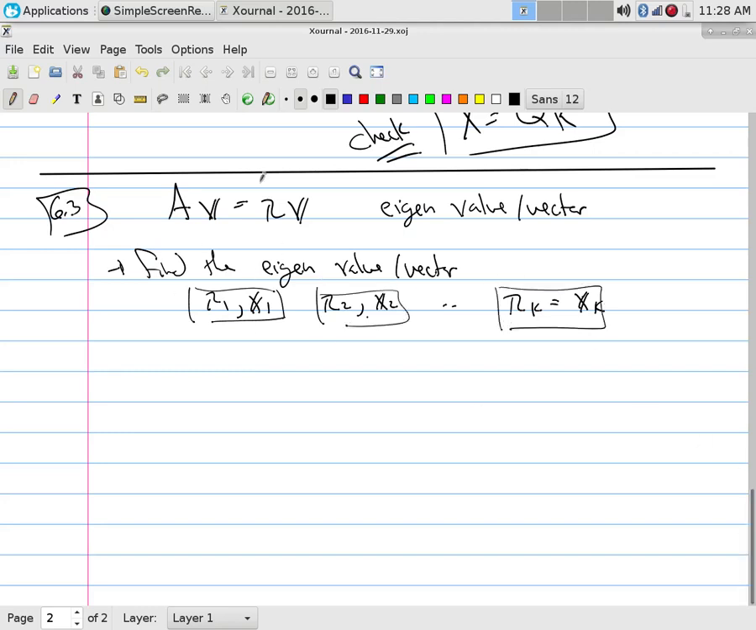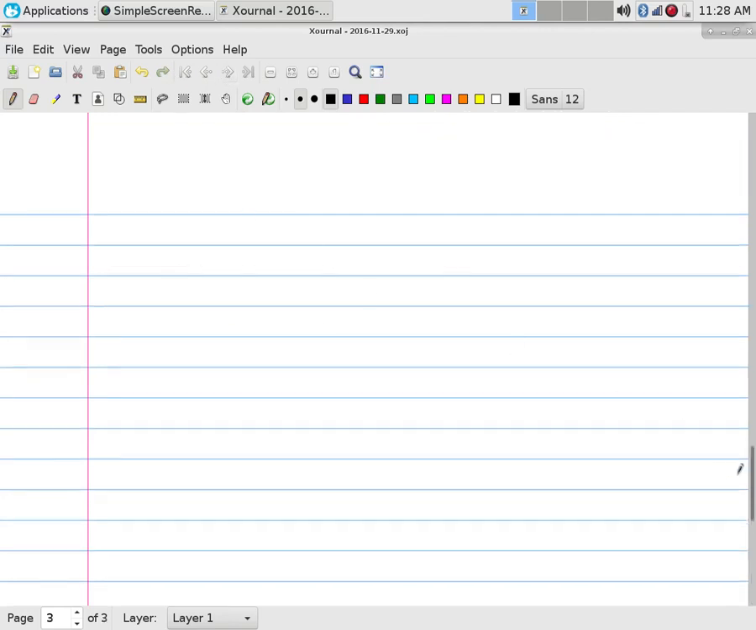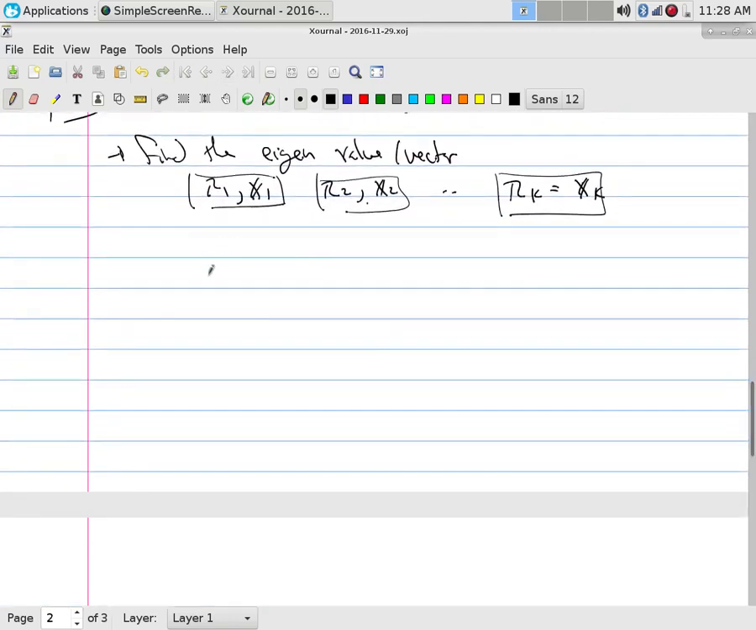And what they all mean, if I would write it in terms of an equality, each of these mean that A times x1 spits out lambda 1 x1. And A times x2 spits out lambda 2 x2. And A times xk spits out lambda k xk. Now I have these k equations.